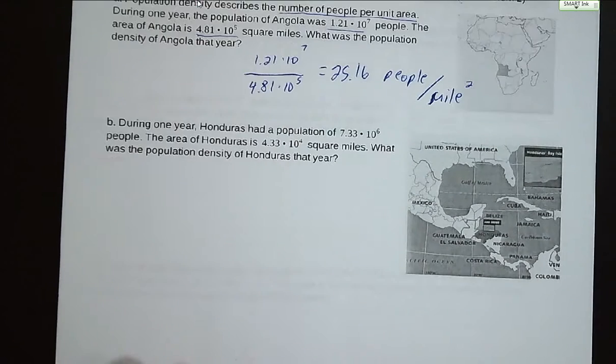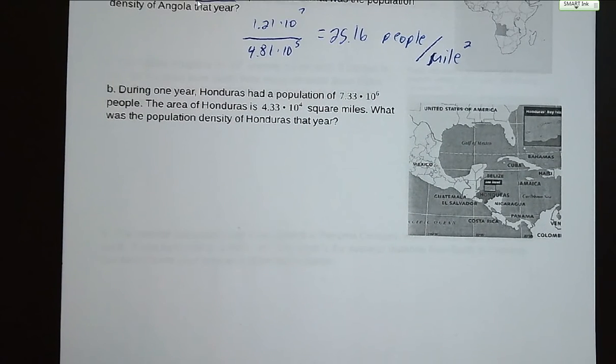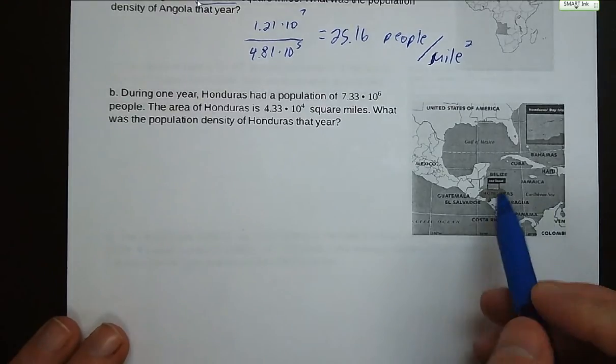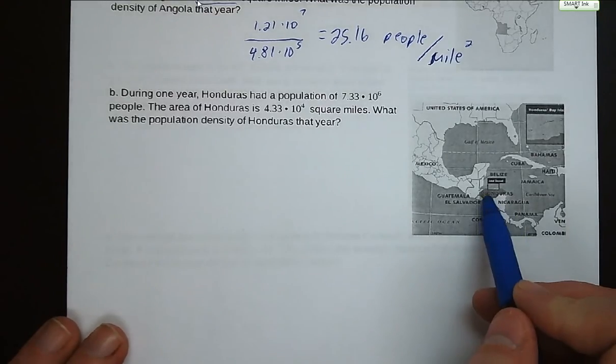All right. During 1 year, Honduras had a population of 7.33 times 10 to the 6th people. The area of Honduras is 4.33 times 10 to the 4th square miles. What was the population density of Honduras for that year? Now, first off, Honduras is this country right here in Central America.